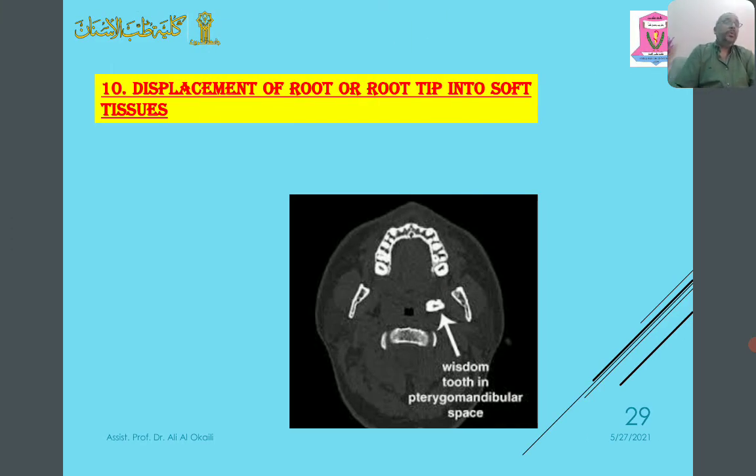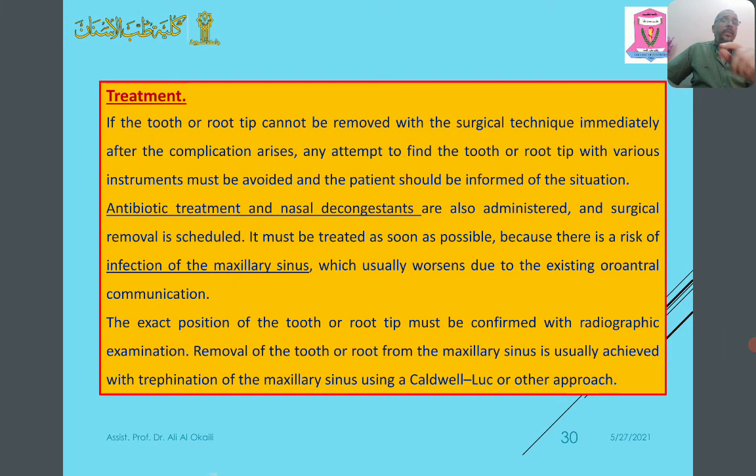Displacement of root or root tip into the soft tissue surrounding. Sometimes there can be tooth slippage into the surrounding soft tissue. Treatment: if the tooth or root tip cannot be removed with a surgical technique immediately after the complication arises, any attempt to find the tooth or the root tip with other techniques must be avoided, and the patient should be informed about the situation. Antibiotic treatment and nasal decongestant are also administered, and surgical removal is scheduled.